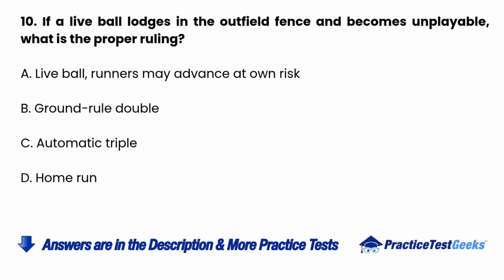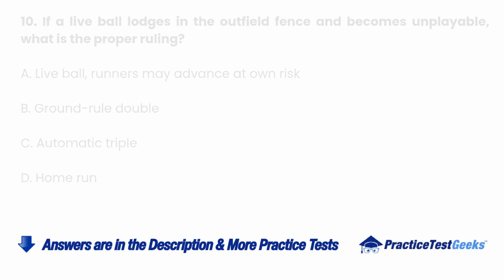10. If a live ball lodges in the outfield fence and becomes unplayable, what is the proper ruling? A. Live ball, runners may advance at own risk. B. Ground rule double. C. Automatic triple. D. Home run.